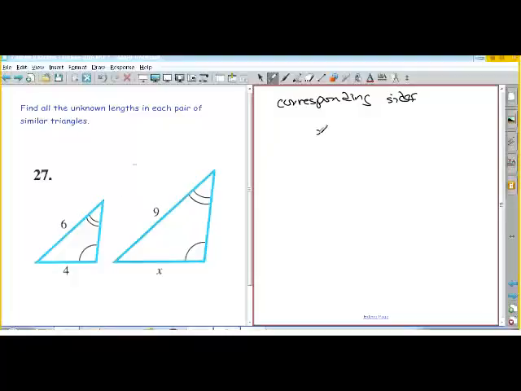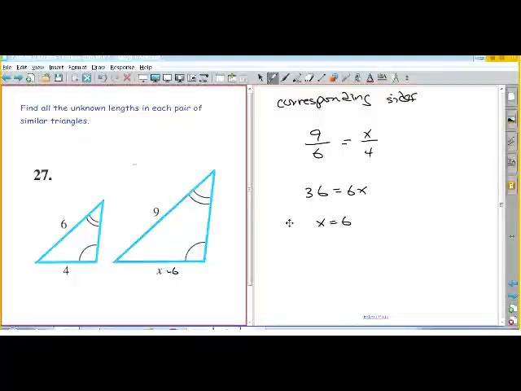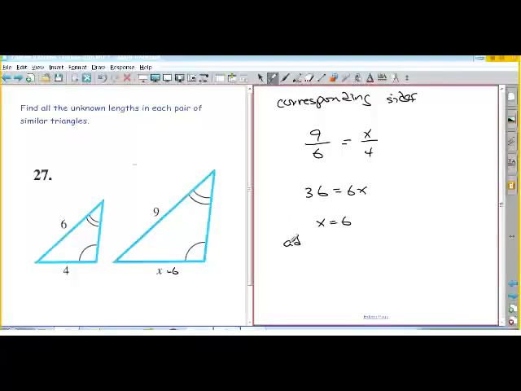What I mean by that is I'm going to compare this length to that length as a ratio. This length to that length is that length to that length. And I cross multiply, divide by 6, and I'll get x equals 6. So that's the answer, x equals 6.